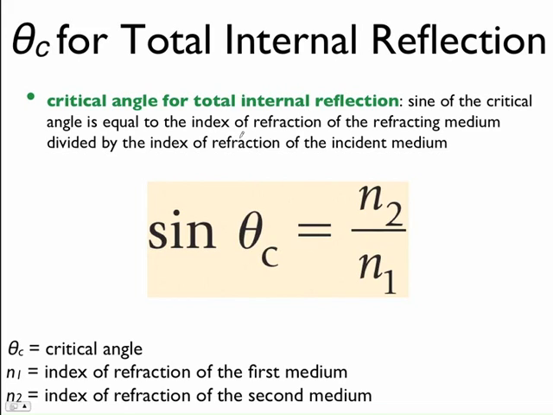And you can figure out this critical angle. We have a formula for it, of course, and then these are just your two indices of refraction. Okay, so this is the first medium, and again, you just look up these values, and you can get the angle.